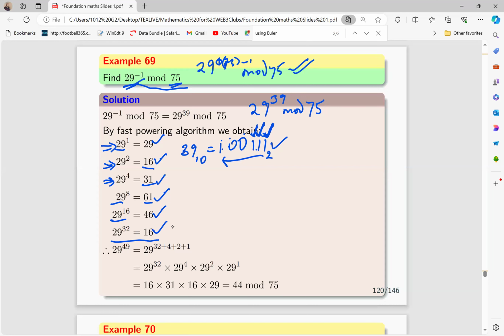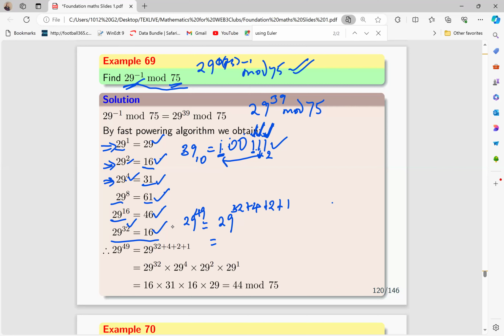We've reached the end. Now I want to use this binary again to tell us which ones we're going to combine. It's telling us combine the first one, the second, the third, and the last. So it's telling us that 29 raised to 49 is the same as 29 raised to the last, which is 32, the third, which is 4, then the second, which is 2, and then the first, which is 1. And of course, when you add these powers, they should total 49.